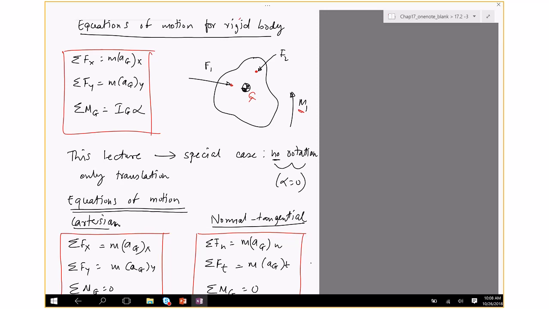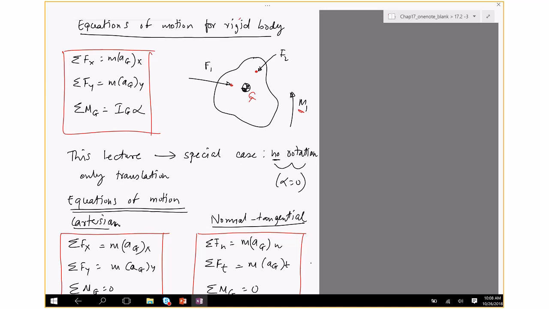So in general, for a rigid body, there are three equations. Now we are only looking at rigid bodies which are moving in the plane. By in the plane I mean they can translate along x and y, and they can rotate in the plane. So rotations are always about the z-axis or minus z-axis, which points out of the plane of the board. So in that case, there are three equations.